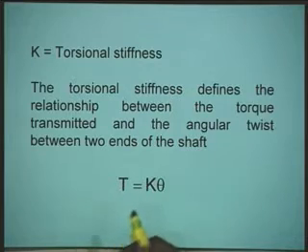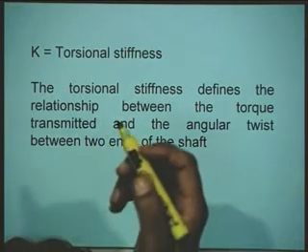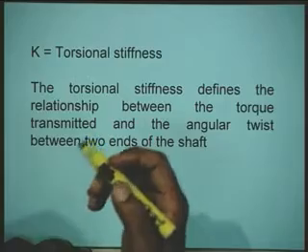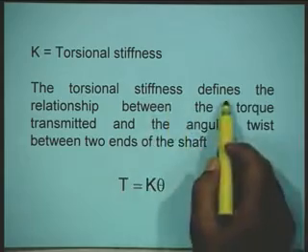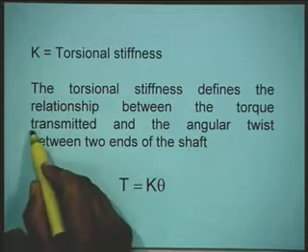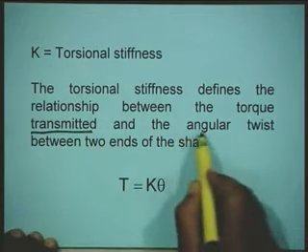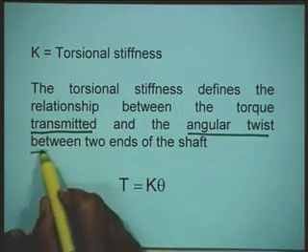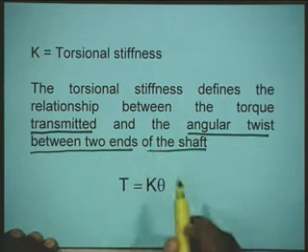Let us just understand the meaning of the stiffness coefficient. The stiffness coefficient is represented by the symbol K, and when we represent the stiffness coefficient of a particular shaft section, we will add additional subscripts. The torsional stiffness defines the relationship between the torque transmitted and the angular twist between the two ends of the shaft.